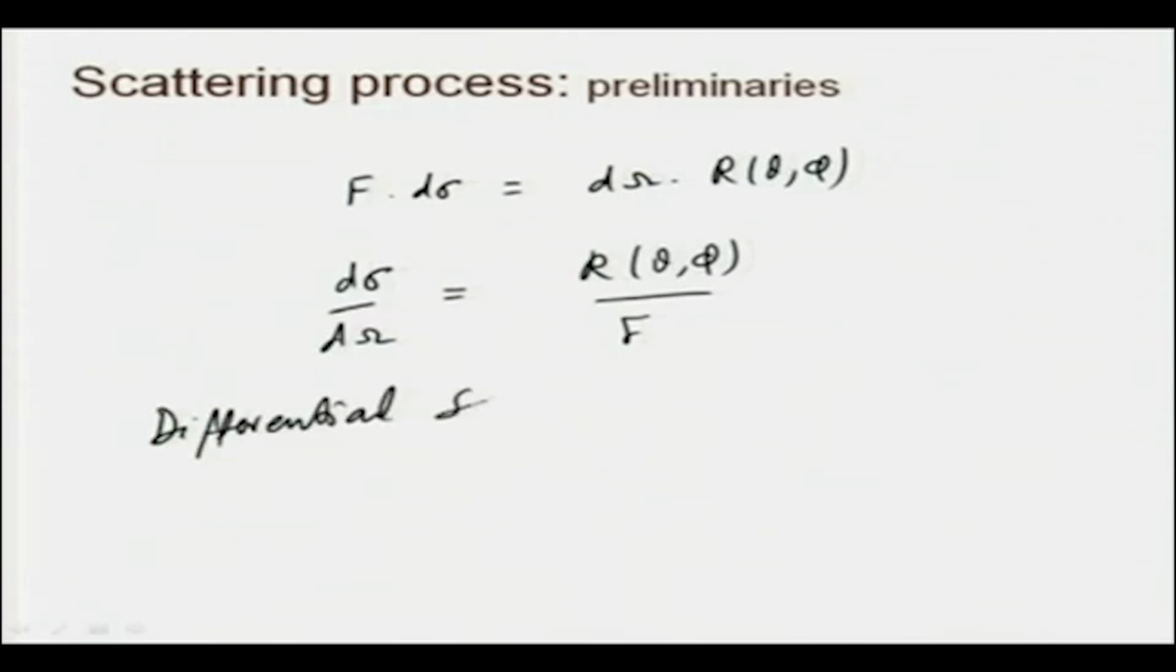This quantity is called the differential scattering cross section. Okay. Again, let us see what is the physical significance of this.